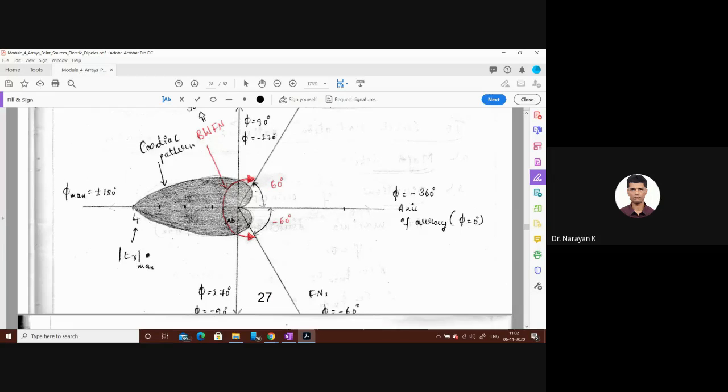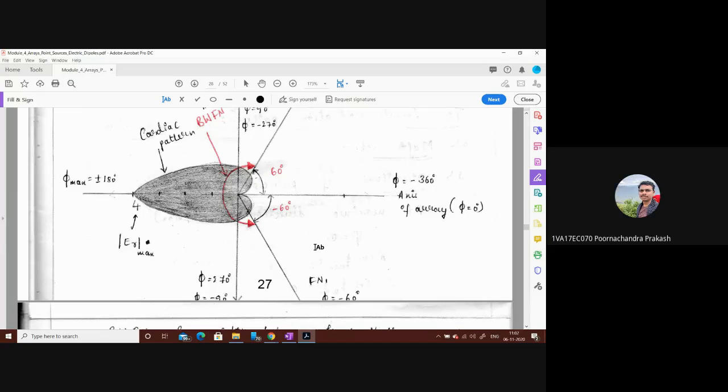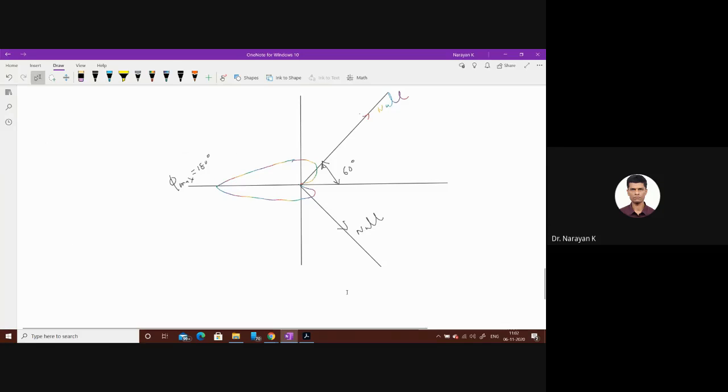Can you see this? Yes, sir. Yes or no? All of you, are you able to see that? Yes, sir. Okay. So if I want to find this one now, this is your null direction. This is the null direction. So the beam width between the first nulls will be this one. So this is known as your beam width between first nulls. So what will be this beam width between first nulls? Can you tell me now?